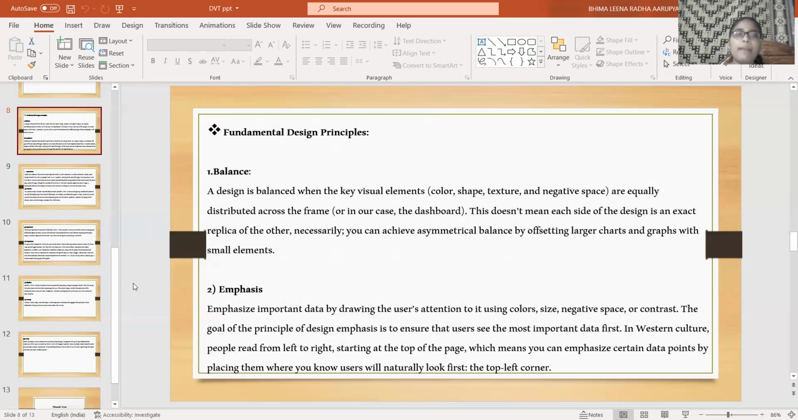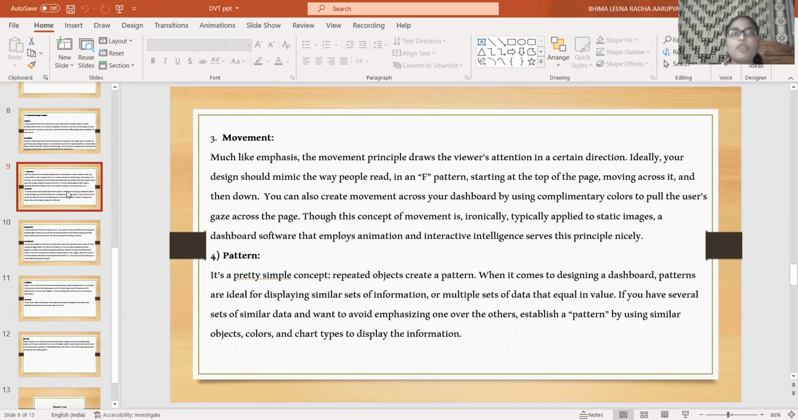The second one is emphasis. Emphasize important data by drawing the user's attention using color, size, negative space, or contrast. The goal of the design principle of emphasis is to ensure that users see the most important data first. In Western culture, people read from left to right, starting at the top of the page, which means you can emphasize certain data points by placing them where you know users will naturally look first. The top left corner. Emphasis is nothing but ordering the data, or giving importance to the first step.